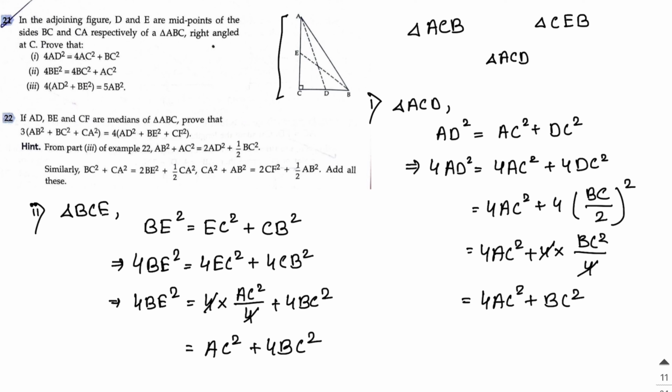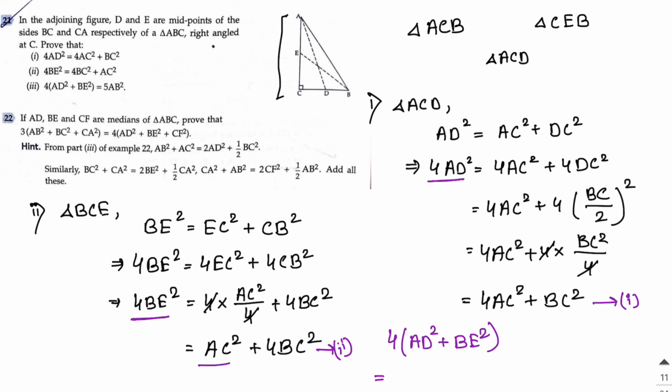So here in the third part, 4 into AD square plus BE square equal to 5AB square. Okay, so that means from the first one, you have 4AD square. From the second one, you have 4BE square. So if this one is number 1 and this one is number 2, and if you add number 1 and number 2, then in the left hand side you have 4 common, AD square plus BE square.